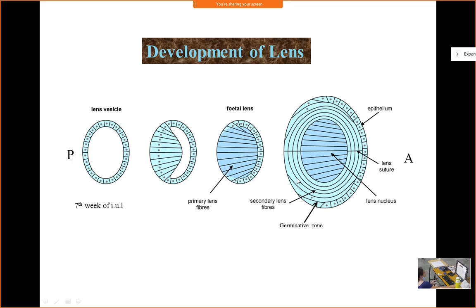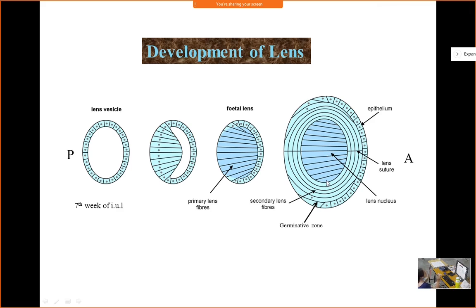From this germinative zone, the circumferential lens fibers or the secondary fibers will come out and form the soft cortical part of the lens. Initially, they are circumferentially present, surrounding the primary lens fibers that will form the lens nucleus.